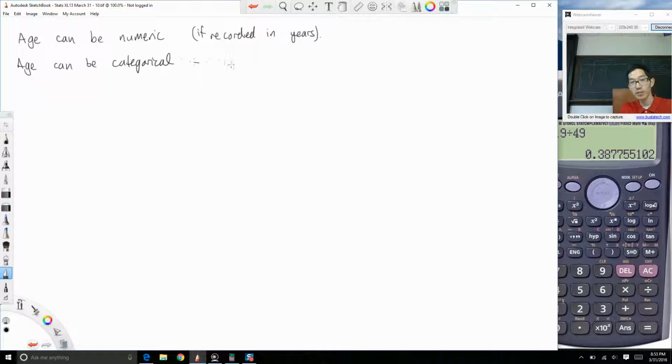Or, in the eyes of the law, there's only two categories. You're either a juvenile or you're an adult. So you have 18 to 24, 25 to 49, 50 to 60, something like that, right? These are just different demographic age categories.